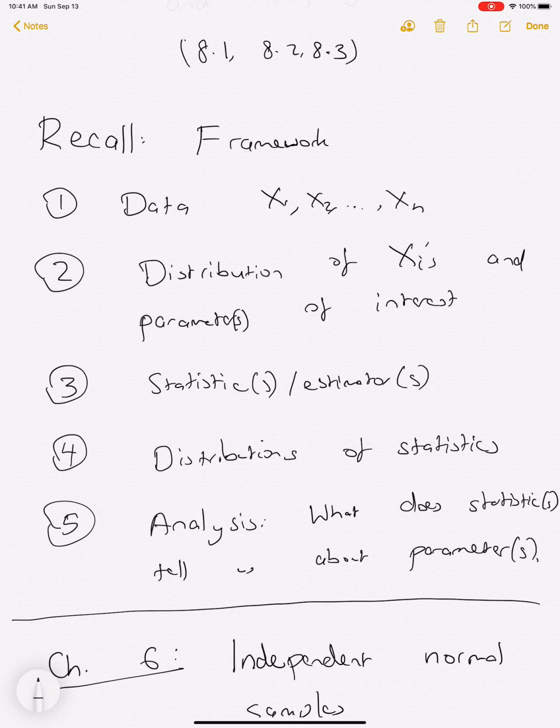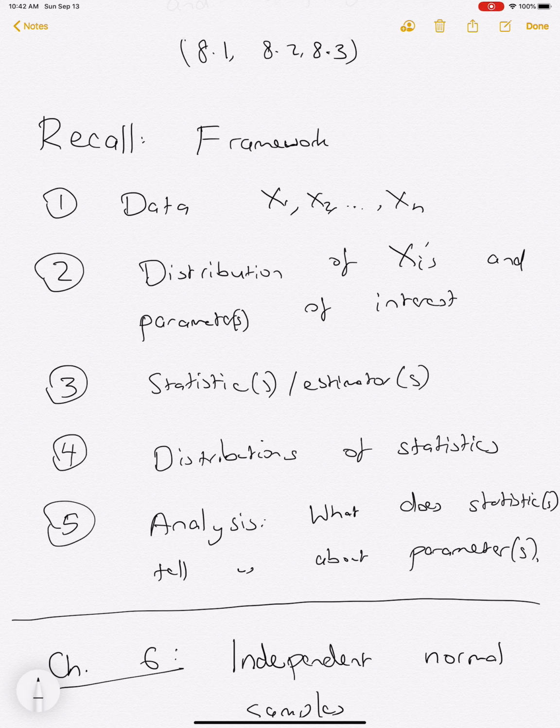Then there are going to be some statistics or estimators, which are functions of the data, like the sample mean or the sample variance. The next component is the distributions of those statistics. Sometimes they're exact, but often, as we saw in chapter 7 and will see in chapters 8 and 9, they're not exact, but we can usually use some asymptotic results to do inference. And the 5th step is where we use everything from the first 4 components to address some inference questions.